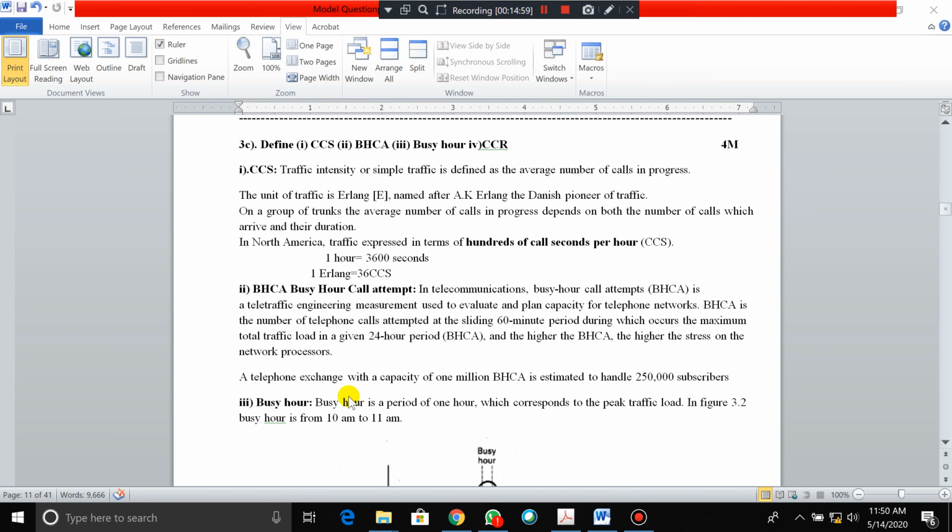Next, BHCA, busy hour call attempt. In telecommunication, the busy hour call attempt is a teletraffic engineering measurement used to evaluate the plan or capacity of a telephone network. So it is used for checking the busy hour of telecommunication traffic. We need to slide a 60-minute period which occurs with the maximum total traffic load in a given 24 hour period of time. Okay.